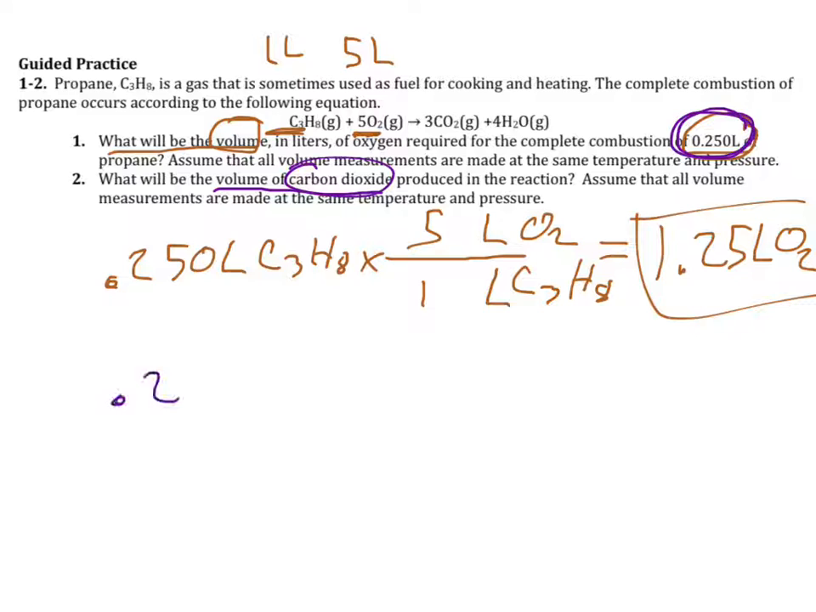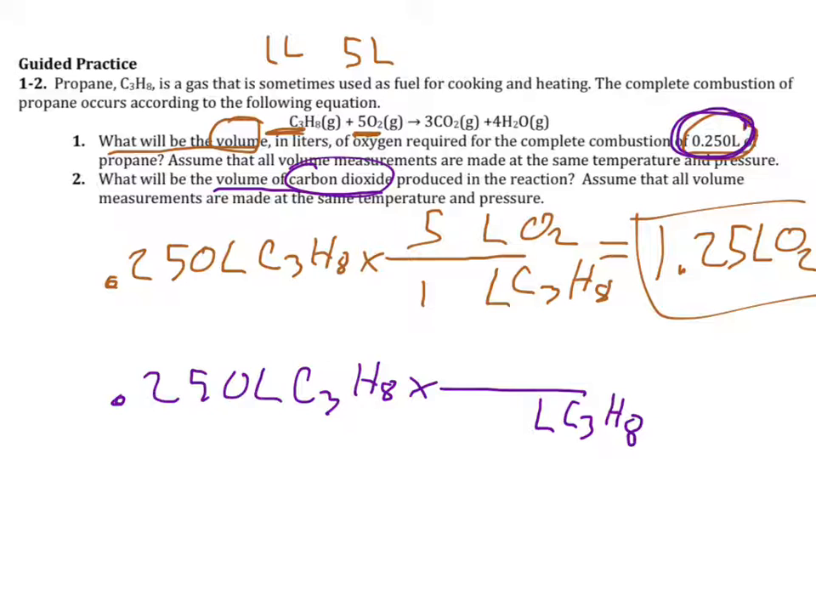So we have 0.250 liters of C3H8, and it's the same exact setup, except instead of going to liters of oxygen, we're going to go to liters of carbon dioxide. And again, we use the coefficients from the balanced chemical equation. The coefficient for propane is 1. The coefficient for carbon dioxide is 3. And when you type that in the calculator, you get 0.750 liters of CO2. And that is with sig figs.